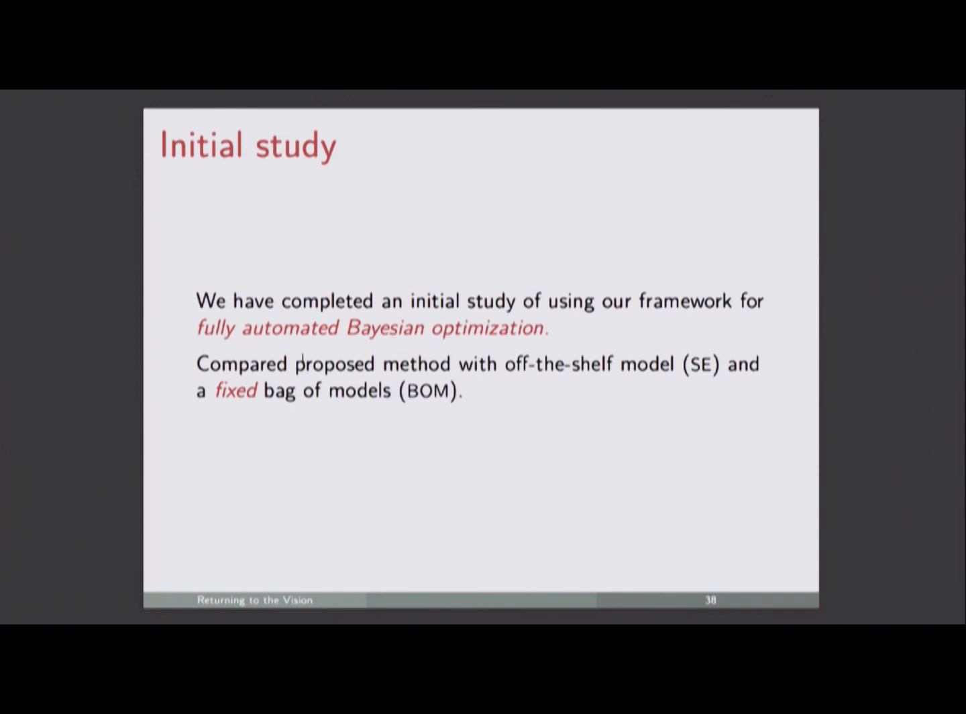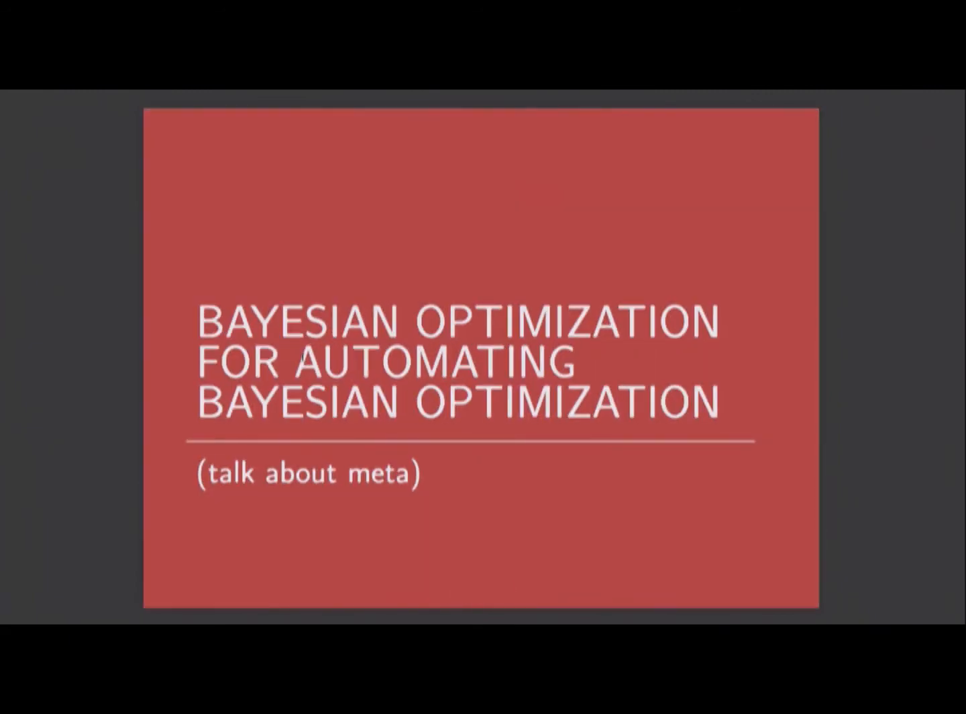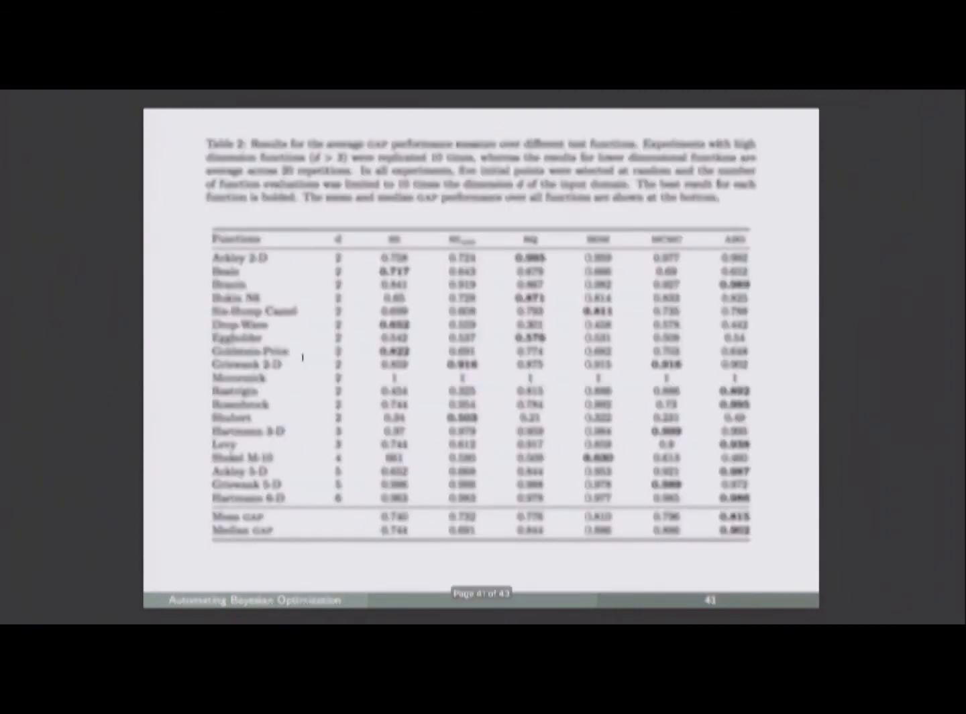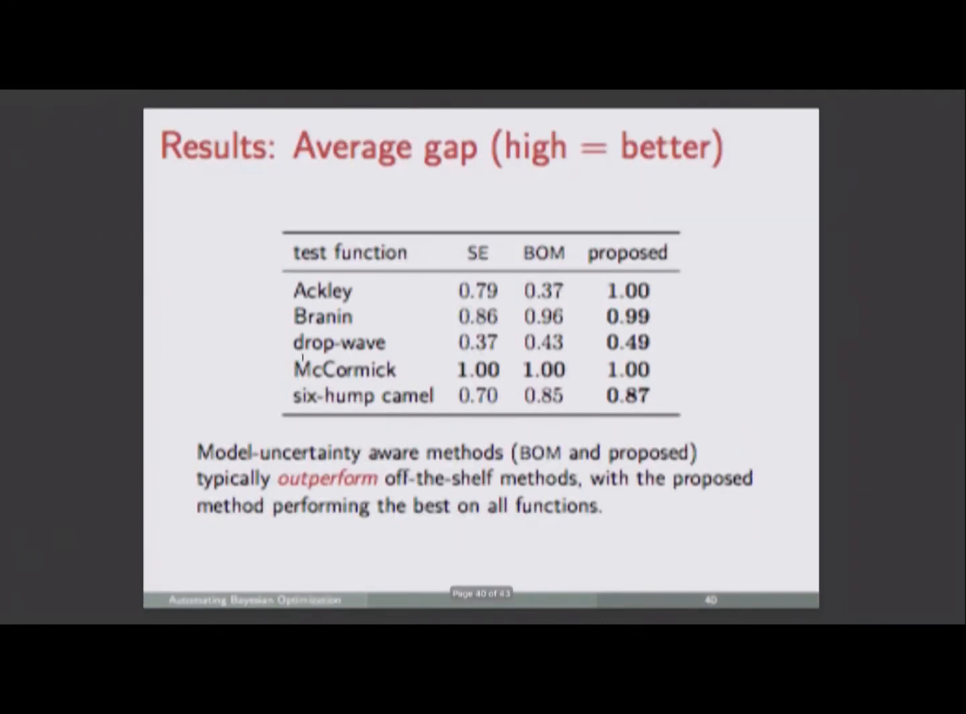We compared our procedure with an off-the-shelf model, what a non-expert might use today, and also a static bag of models that can represent uncertainty in model space but doesn't do any active exploration. So we're using Bayesian optimization for automating Bayesian optimization. Again, it's pretty meta. This is the last slide. The initial results look pretty good. This is a really small table, just a small slice of the real table, which looks like this.